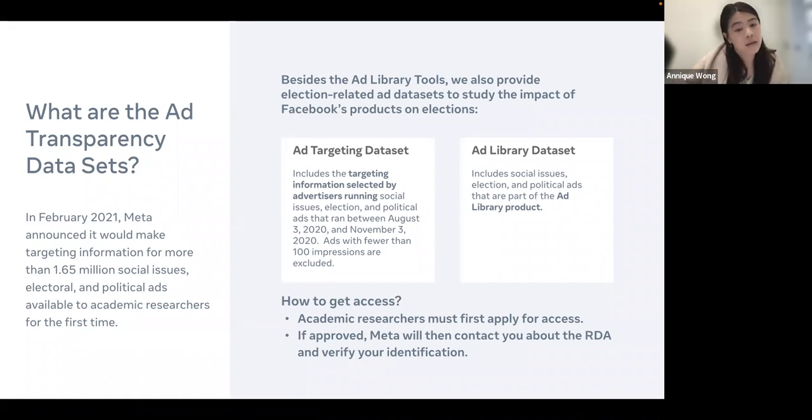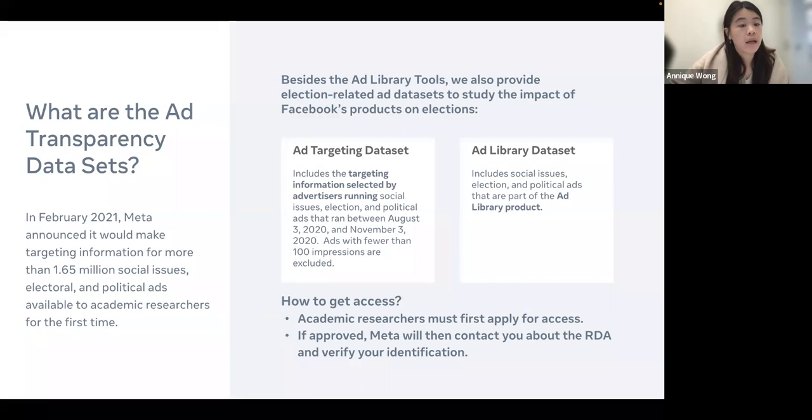And the second is the ad library data set. And that just includes the ad library data. And we allow that to be available on the researcher platform so that you can do analysis on both the targeting information as well as the general details of the ads themselves.